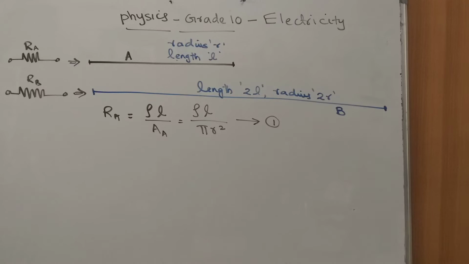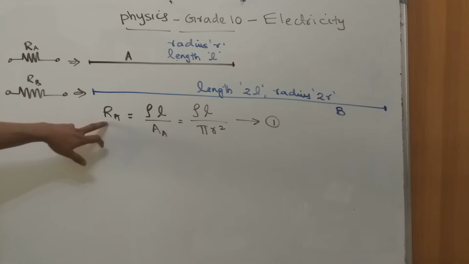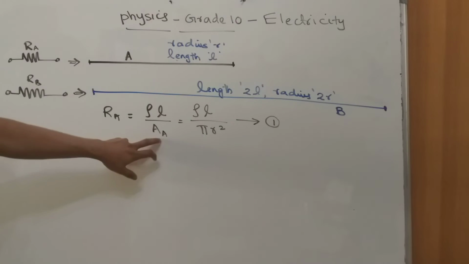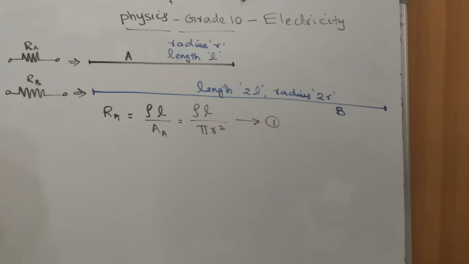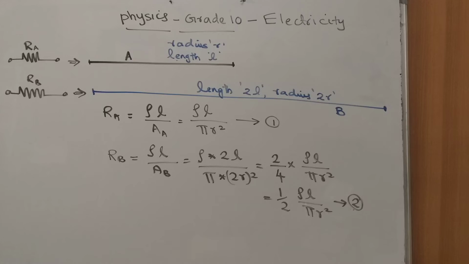Using the above relation, we can find the resistance value of the first wire. RA is equal to rho L divided by AA, where AA is the area of cross section of wire A, whose radius is already given as R. So we can use the relation rho L divided by pi R square. That will give us the value of resistance RA.